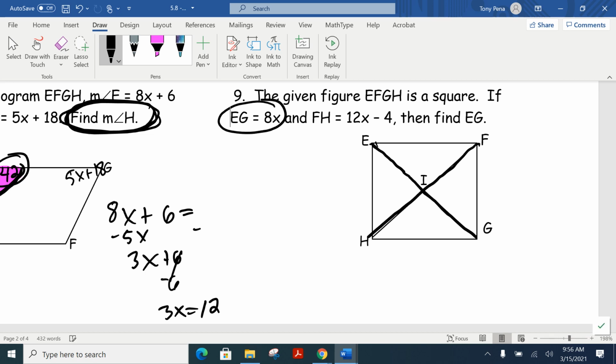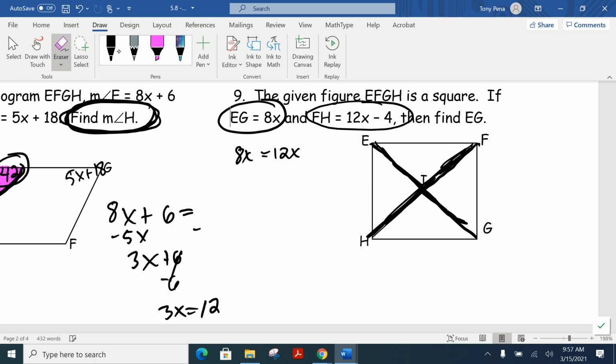So E to G is this one. F to H is this one. Those are the two that you are given. Those have to be set equal to each other. Diagonals are congruent if you were looking at a rectangle. So even though I'm telling you this is a square, a square is a rectangle. So those diagonals are congruent. That's your equation.